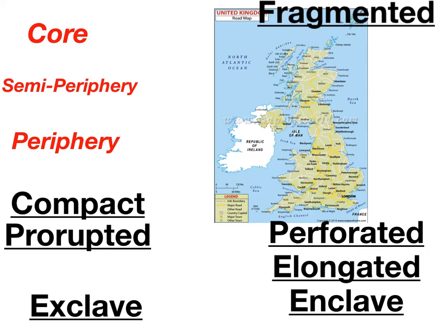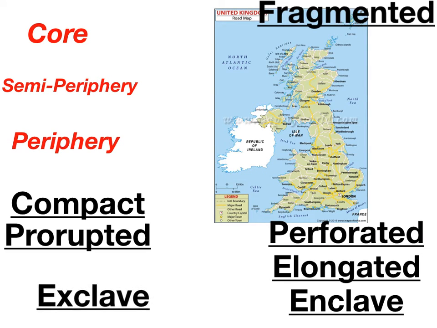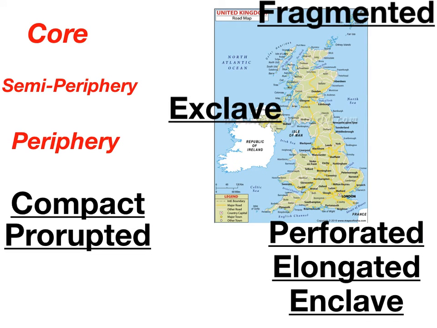What is the term for what Northern Ireland is? That's right, it's an exclave. So Northern Ireland, surrounded by the Republic of Ireland, but yet part of the United Kingdom, is an exclave. And of course, the United Kingdom is a core country.